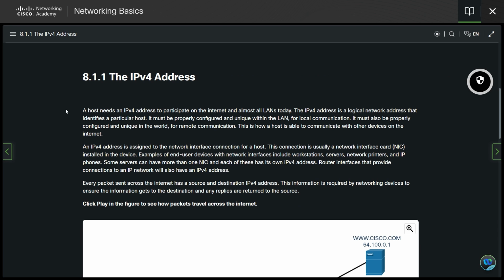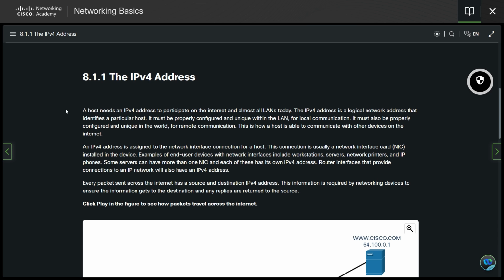An IPv4 address is assigned to the network interface connection for a host. This connection is usually a network interface card installed in the device. Examples of end-user devices with a network interface include workstations, servers, network printers, and IP phones. Some servers can have more than one NIC, and each of these has its own IPv4 address. Router interfaces that provide connection to an IP network will also have an IPv4 address.